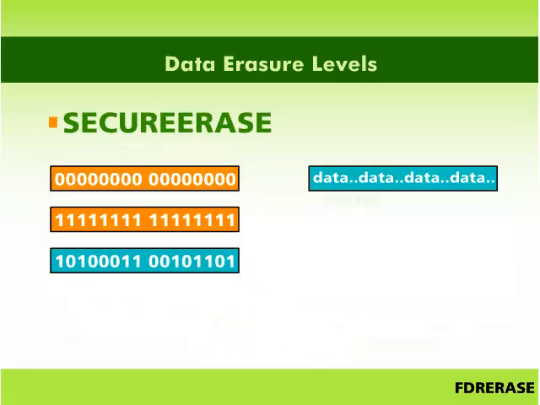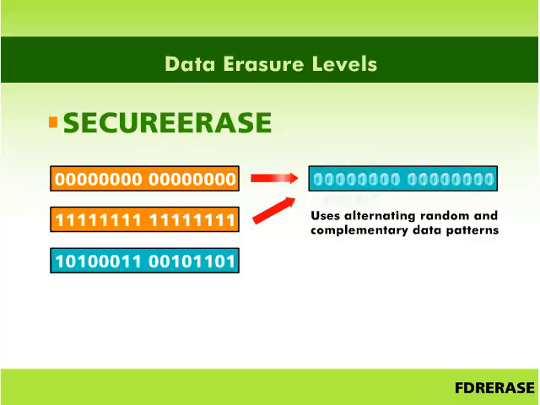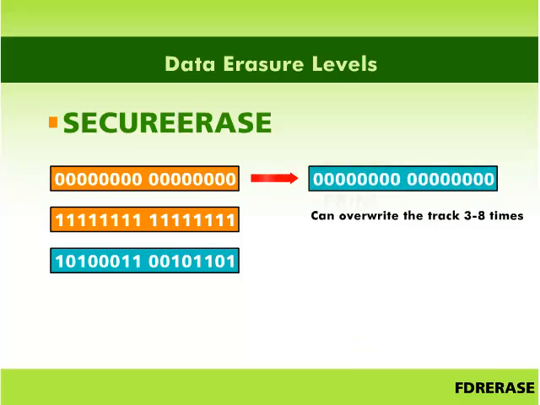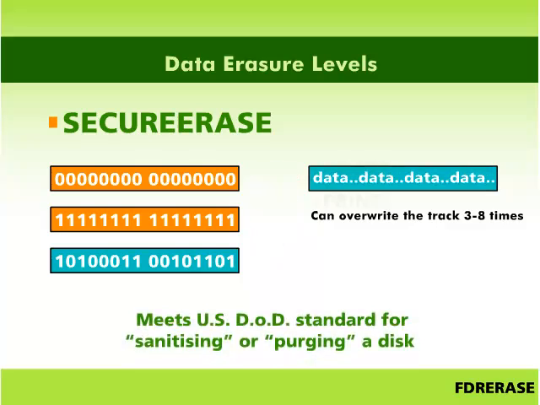The Secure Erase command overwrites each data track with alternating random and complementary data patterns. This overwriting process can be repeated up to 8 times, default 3 times. The Secure Erase command will obliterate all data records which previously existed on the track, and it meets the DoD NCSC definition of sanitizing or purging a disk.